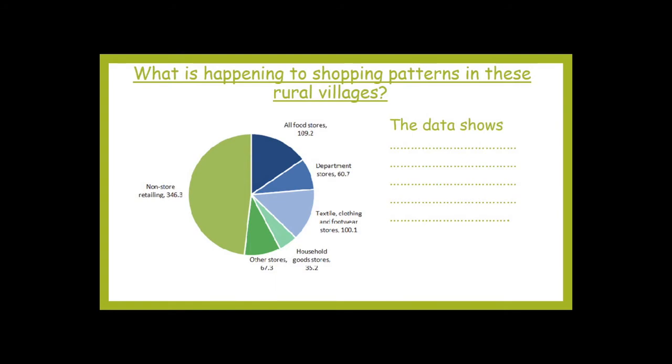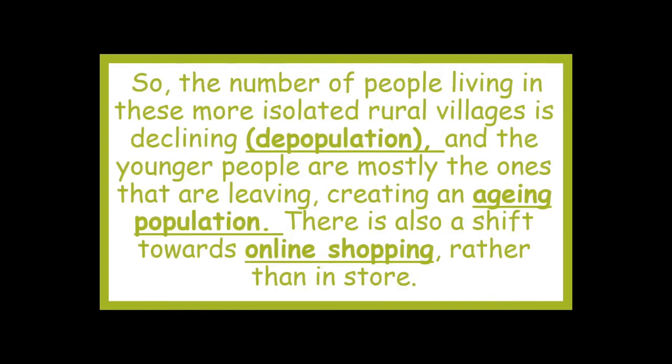So 3 things are happening in the most rural villages on the Gower Peninsula. You've got depopulation, an ageing population, and everyone's starting to shop online instead. So this just summarises what we've learned from the data. You don't need to write it down if you don't want to. The number of people living in these more isolated rural villages is declining. We call that depopulation. And the younger people are mostly the ones that are leaving, creating an ageing population. It's mostly the old people that are moving in or the old people that are left behind. There's also a shift towards online shopping rather than going into store.